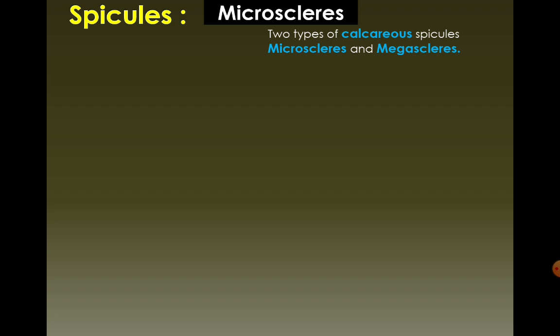Now coming to the other main important entities that are present in the test, the spicules. Here the spicules are all calcareous in nature, because they are made up of calcium carbonate, and there are 2 types of spicules. Based on their size, they have been classified into microscleres and megascleres. As the name suggests, micro means smaller or the tinier ones. Megascleres means the larger spicules that are found in the test.